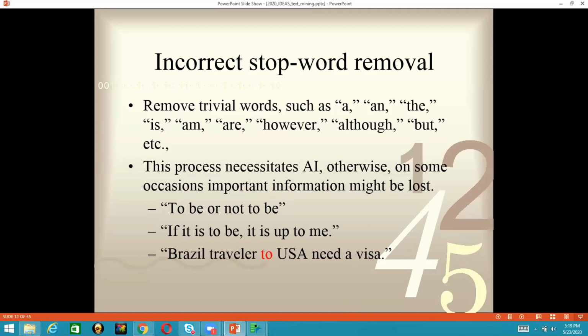The next one. Brazil traveler to USA need a visa. Well, to is unimportant, take it away. So when you completely hand over your judgment to AI, then it's better you count on yourself, no AI, right? In Chinese, we have a saying: when you completely trust the book, it's better to have no book.